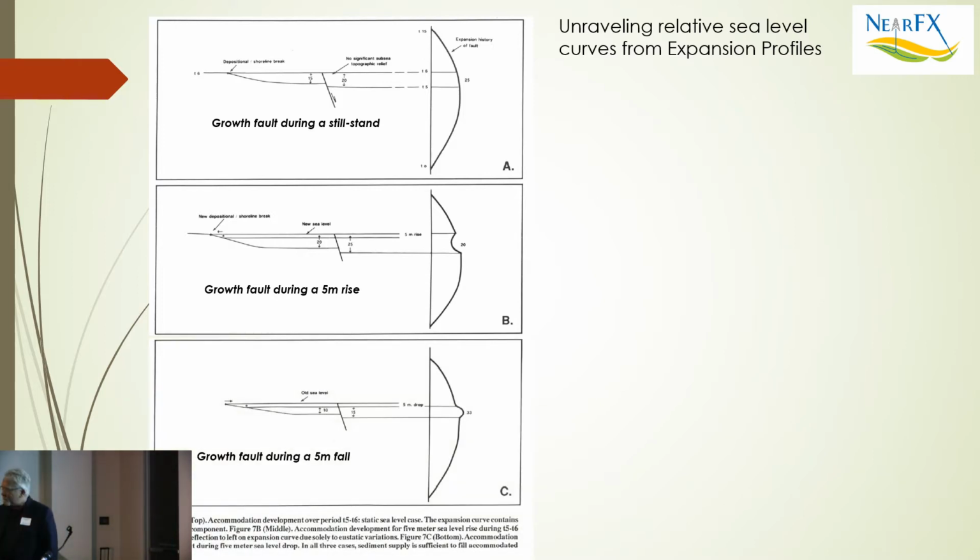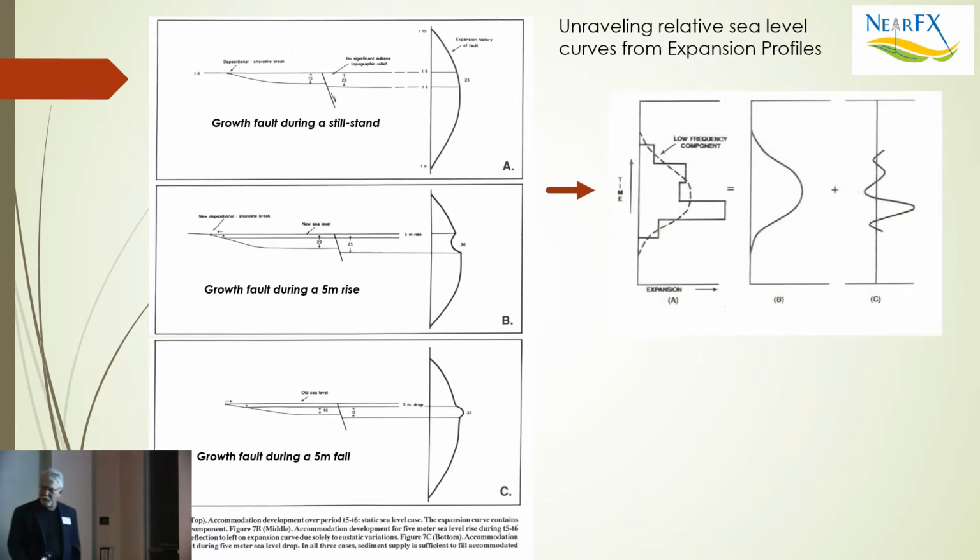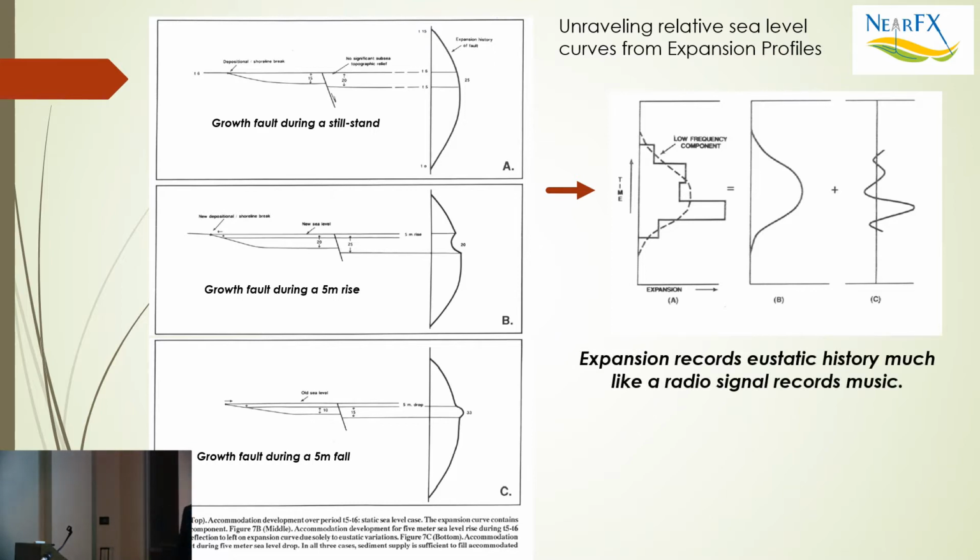One of the things that became obvious after I did this work was that when you make an expansion profile, even of a real simple fault that just seems to be growing gradually, you get this high frequency ripple. And that high frequency ripple is a record of sea level change that's buried in the expansion profile. If you want to get philosophical about it, an expansion profile of a typical growth fault records the eustatic history much like a radio signal records music. Kind of interesting. And so sequence stratigraphy means picking sequence boundaries.